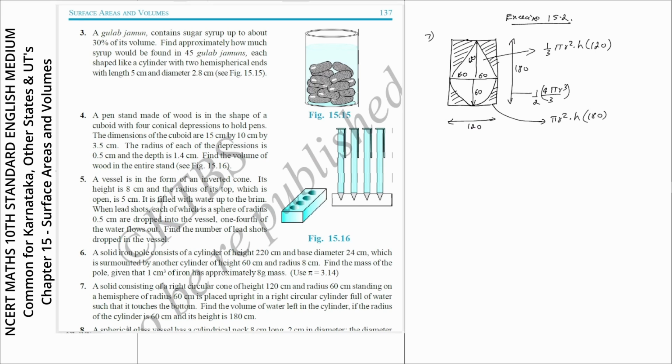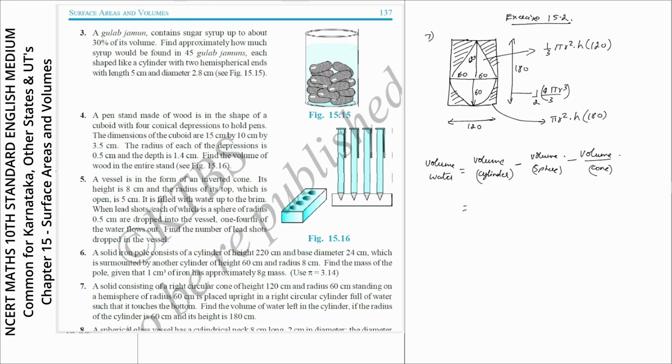Now what is the volume of water left? Volume of water will be equal to volume of cylinder minus volume of hemisphere minus volume of cone. Volume of cylinder minus volume of hemisphere minus volume of cone gives the volume of water.